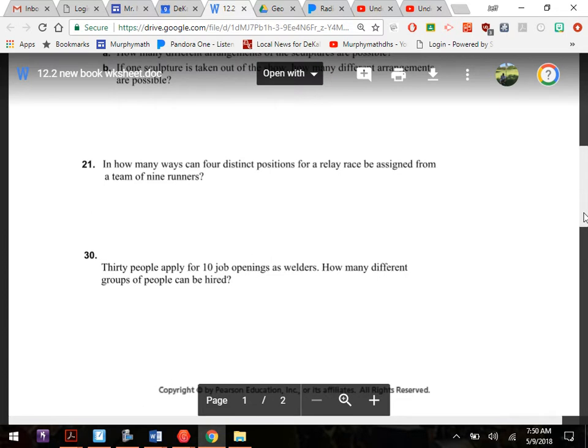How many ways can 4 distinct positions in a relay race be assigned from a team of 9 runners? Is that going to be a combination or permutation? Give me permutation, and how many runners are there? 9, and how many do you want? 4. Well, you had your other hand there, you just didn't see it. Oh, there's 9. So then it would be 9P4. Good work.